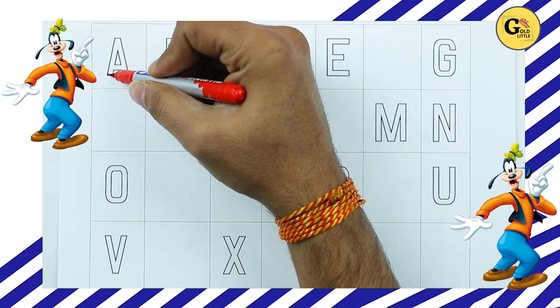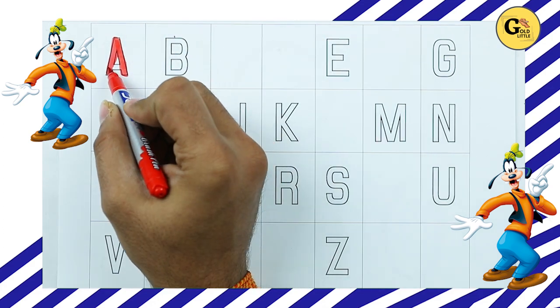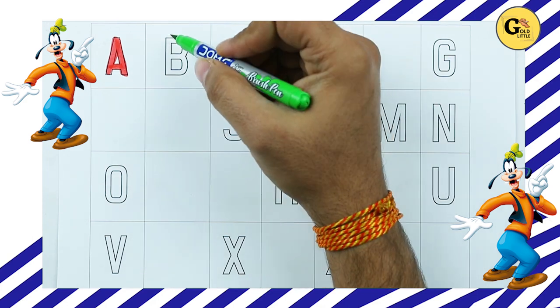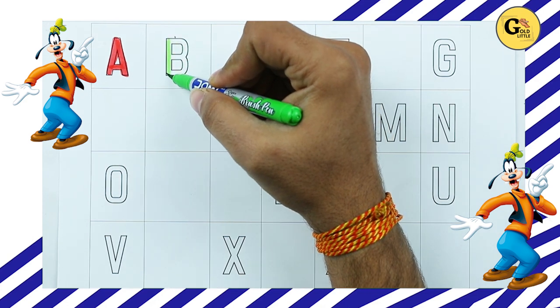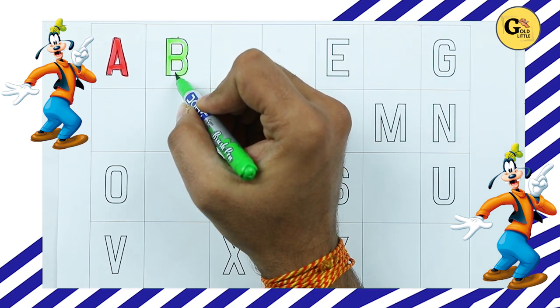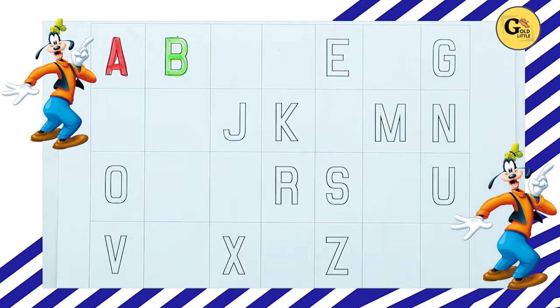A. A for apple with red color. A for apple. B. B for ball with green color.